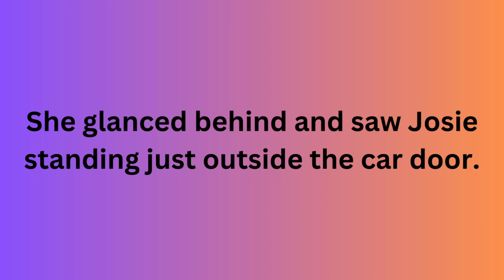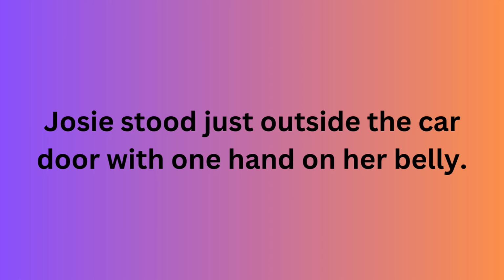Here are a couple examples that I told you I would do from my manuscript, The Hunted in the Electricals Saga. She glanced behind and saw Josie standing just outside the car door. You'll notice in this example that I used glanced behind and saw, and I really wanted to get rid of both of those things. And so this is what I changed it to. Josie stood just outside the car door with one hand on her belly. This may seem like a small change, but I was able to remove those sensory words, and I think it better describes what the main character is seeing without using those sensory words.